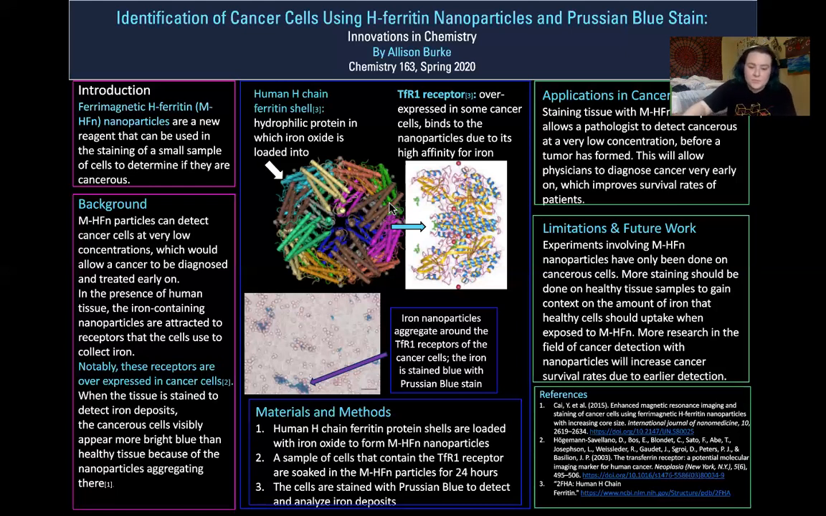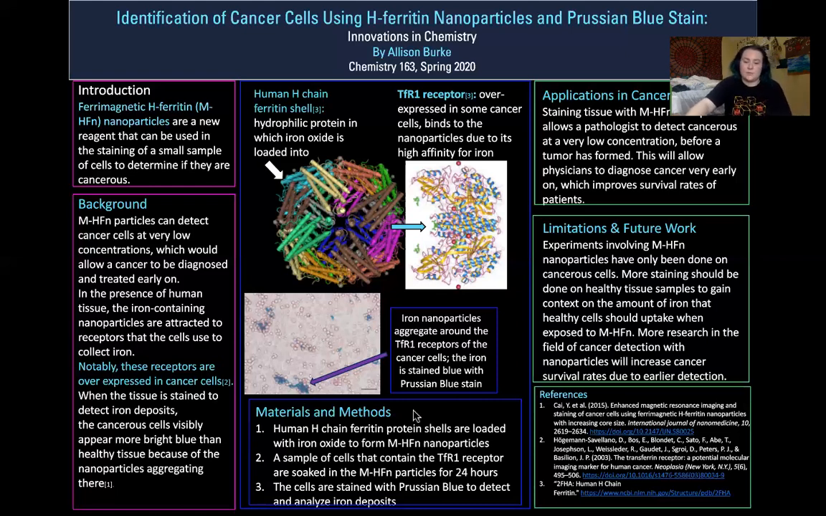And you can see here an example of that. You can see the cells, and the nanoparticles are highlighted in blue because the iron has been stained blue with this Prussian blue stain. This is actually what a pathologist would see when they were identifying a cancerous cell.